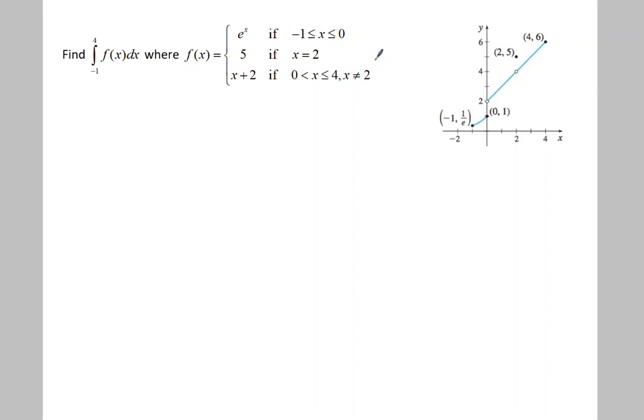Let's take a look at a graph of this. Y equals e to the x is this exponential function, but we only want the piece of it between -1 and 0. So notice it's just that piece. Y equals 5, but only at x equals 2, is the point (2, 5), which we see right there. And then we have y equals x plus 2, which is linear, this line, but only between 0 and 4, and not when x is 2. So hence this line that goes from x being 0 to x being 4, but has a hole where x is 2 because there's another point in a different place at x equals 2.